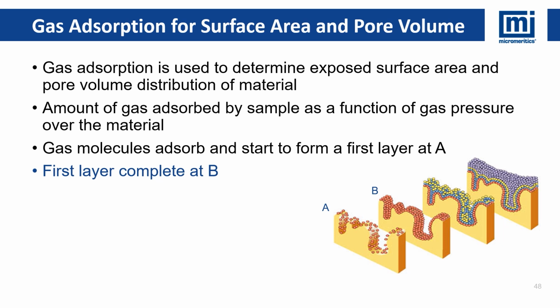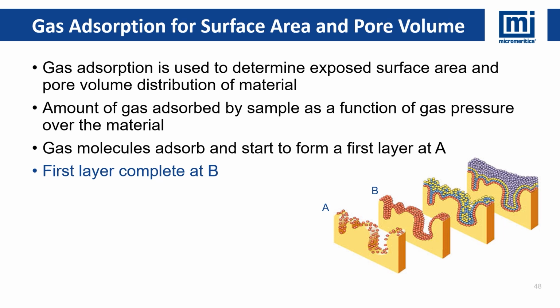Now in practice, the first layer, the monolayer, doesn't form initially before other gas molecules start to adsorb into a second or a third layer. However, there are data reduction techniques available to us, such as that of Brunauer, Emmett, and Teller, the BET method, where we can determine the monolayer capacity from the way in which the multiple layers are adsorbing onto the sample.